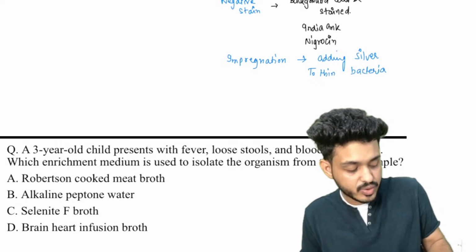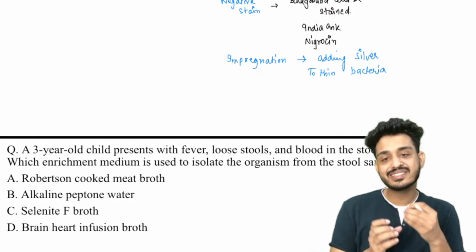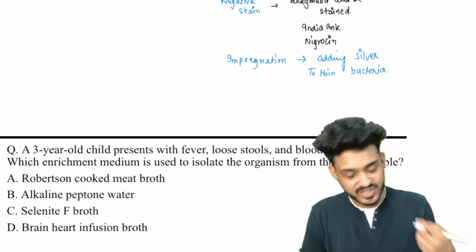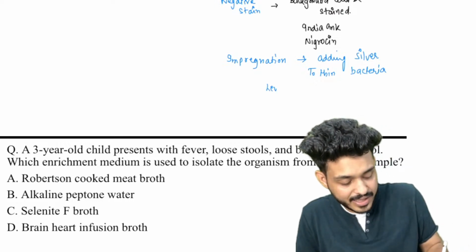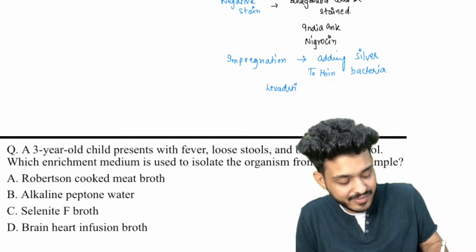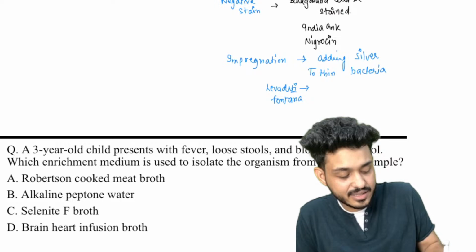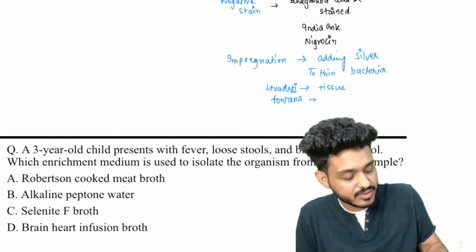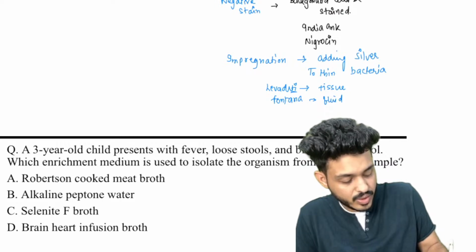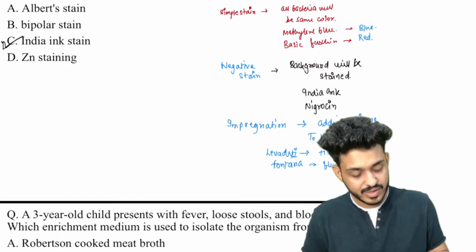For example, I want to see the flagella. How can I see the flagella? I would be adding something. What are the impregnation stains that we are using? Try to answer. You already know we are having Leifson, and we are having Fontana. Leifson we will be using for tissue, and Fontana we will be using for fluids. These are your impregnation staining. These are the three important ones that you have to remember.